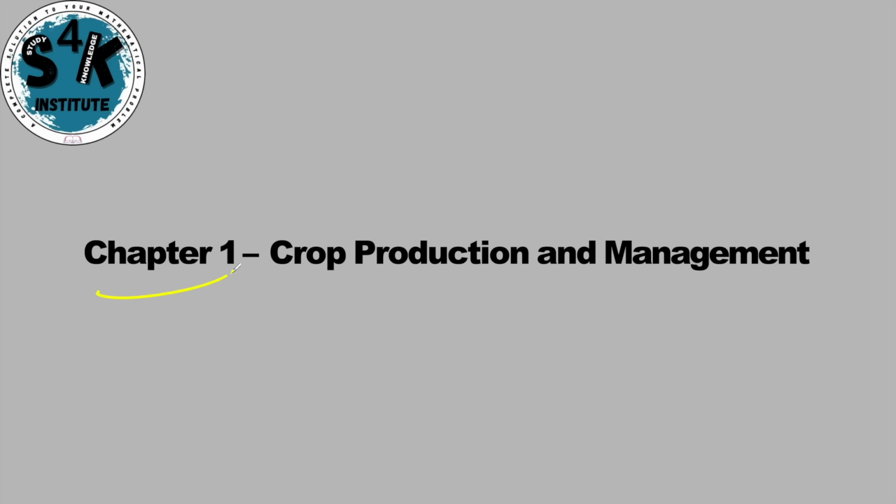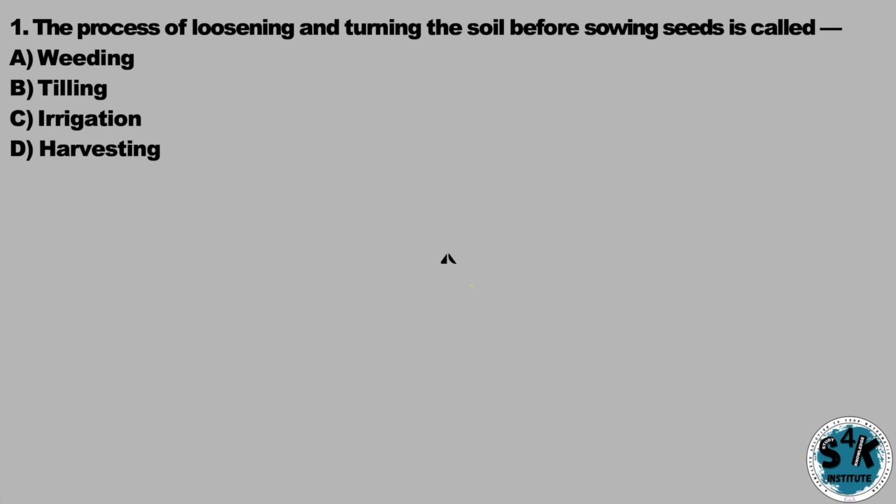So the first chapter is crop production and management. Let's see the first question. The process of loosening and turning the soil before sowing seeds is called, what do we call this? Think. It is called tilling. And why is this process done? So that air circulation and root growth can happen nicely.